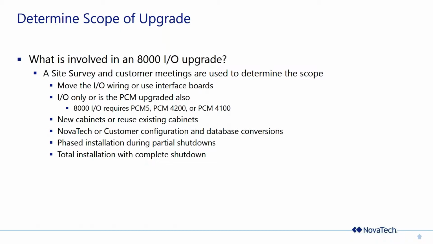Are you going to configure the database, or do you want NovaTech to configure the new database and conversions? Are you going to be doing this a portion of the plant at a time? Are you going to be able to take down, for example, a boiler and its PCM and upgrade that while your other boilers are running, and then bring that back online? Or is this going to occur during a complete plant shutdown?